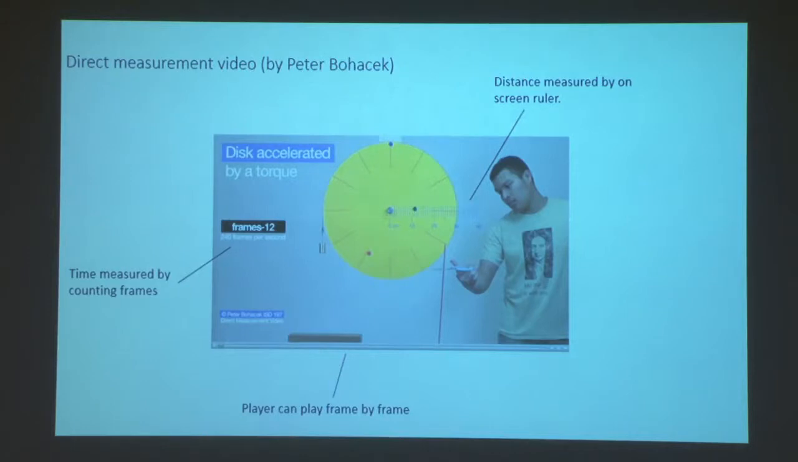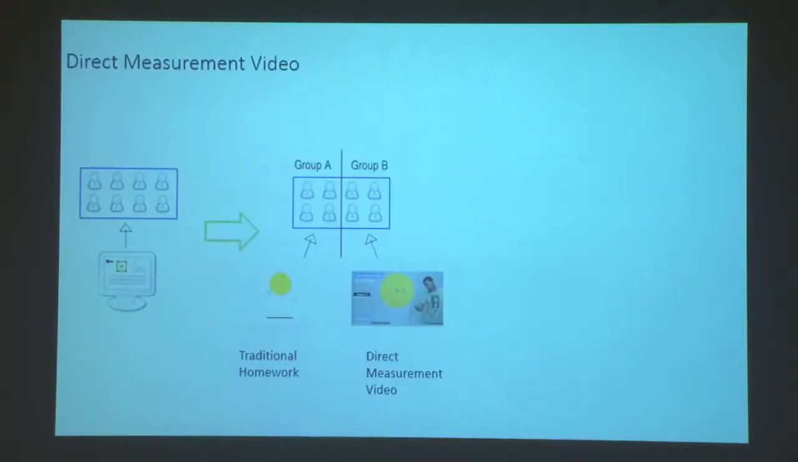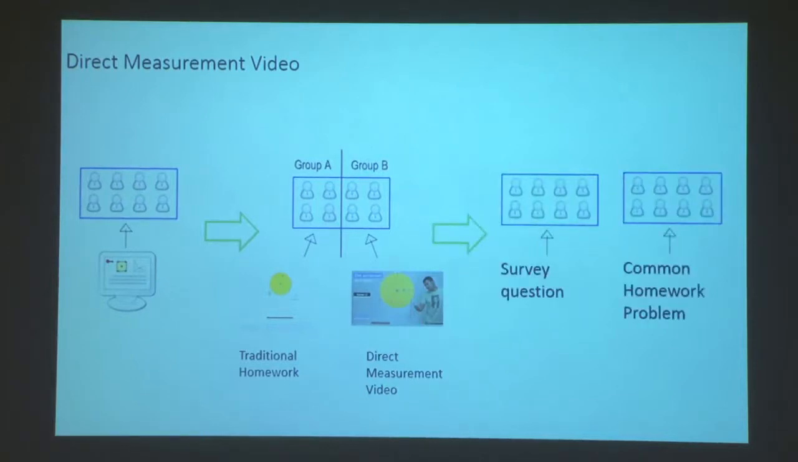So instead of giving you the information, we let the students measure the information that they need to calculate the value of the problem. We give them more detailed instructions at first, and then we let them decide what they want to measure later. So the experimental setup is pretty straightforward. First, we introduced them to the concept. Then one group was given the traditional homework. The other group was given the direct measurement video. And then we asked some survey questions and some common homework problems related to this content to see if there's any learning.